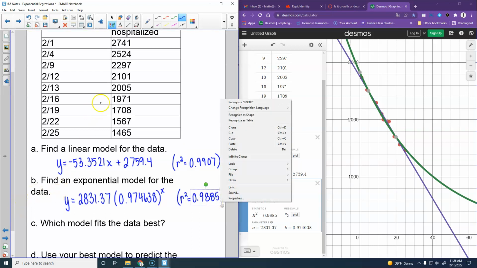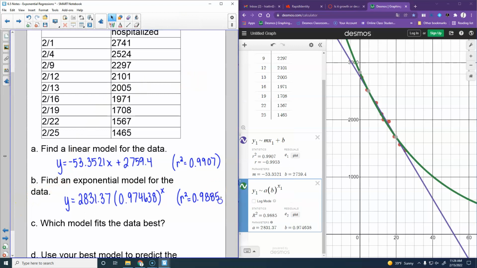This is the exponential model. So for the first one, that was linear, so that was y equals mx plus b. It gave us a line. For exponential, you're doing a times b to the x power. So that's what your graph is, you'll just plug that a and that b into that formula.